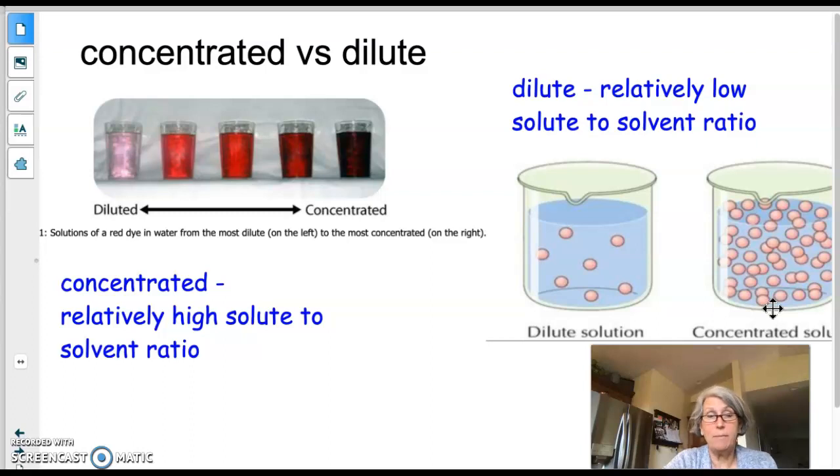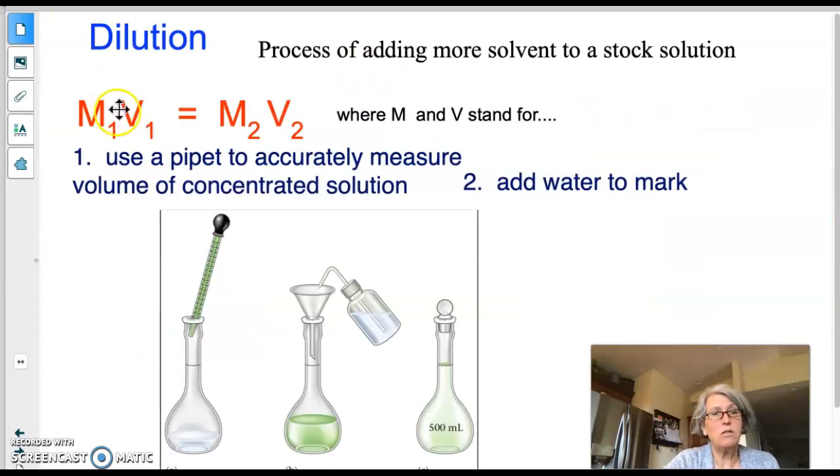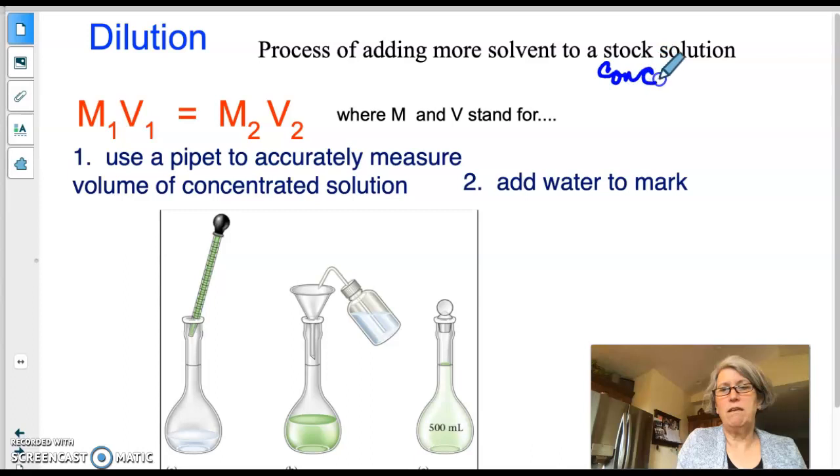So there are times when you would have to make a dilution from a concentrated solution, and that happens as a chemist. And we have a pretty handy little equation to use that we call the dilution equation. It's a process of adding more solvent to what we call a stock solution, which another name for a stock solution is indeed, we could call that a concentrated solution. So when you hear the word stock solution, you can think of that as being a concentrated solution.